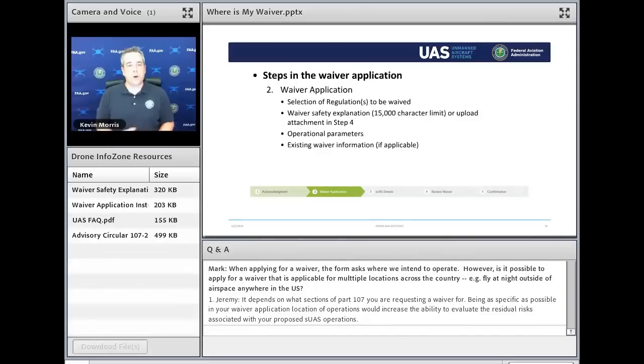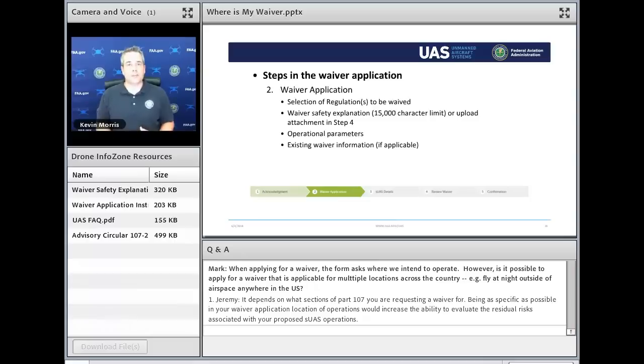Once you move past step 1, you get into step 2, and step 2 is very, very important. That's the actual waiver application portal process. That's going to help us understand where you want to fly, what you want to do, all those types of things. You're going to select the regulation that you want to be waived in step 2. And the waiver safety explanation can be entered there, or you have an opportunity to include an attachment in step 4, and I'll touch on that in a little bit.